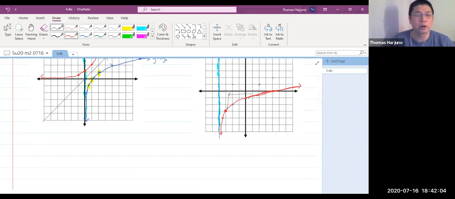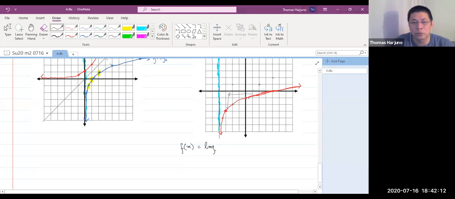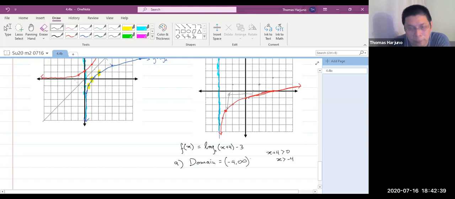Let's do that problem. Copy the question here: f(x) equals log base 2 of (x plus 4) minus 3. So the first question, what's the domain? Every function I give you, you need to be able to tell me what's the domain. We know the argument of a log has to be strictly positive. So the domain will be -4 to infinity. And you can confirm that from the graph, right?